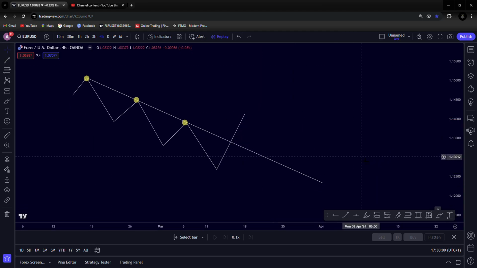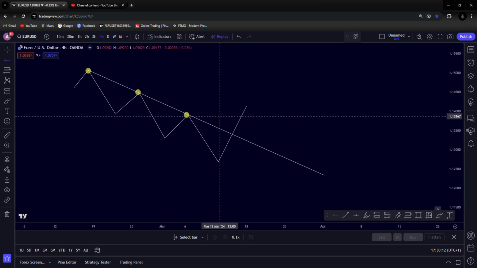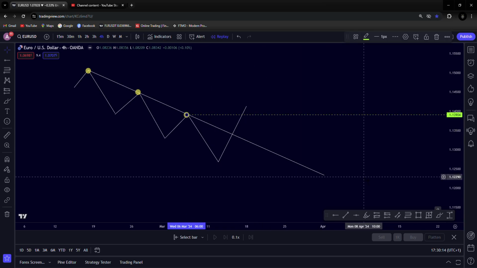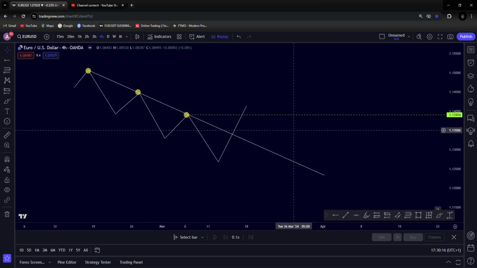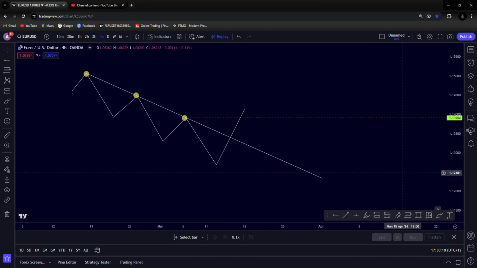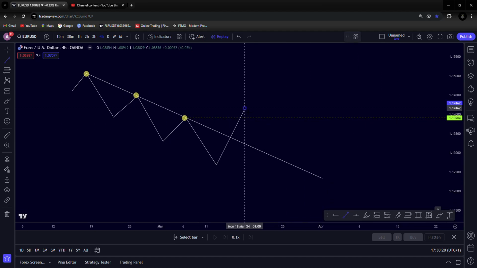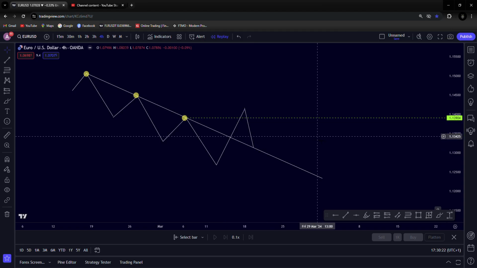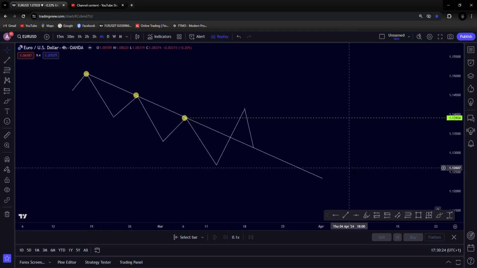But what the chart can do, it can come to liquidate the last point on the trend line where there is a lot of liquidity. Then it can come over here to retrace to the trend line, because like I said, the trend lines work as a magnet.